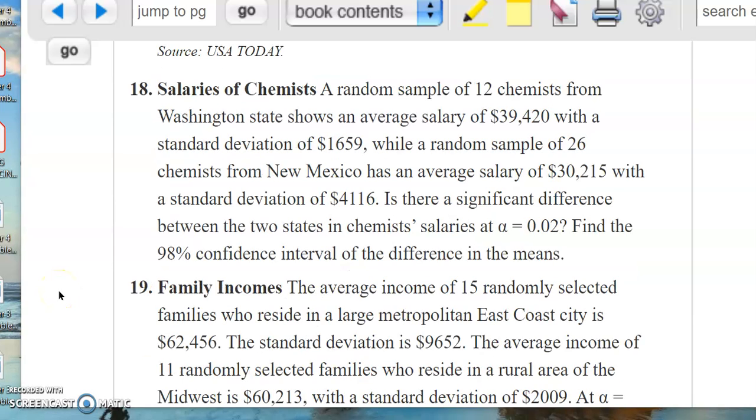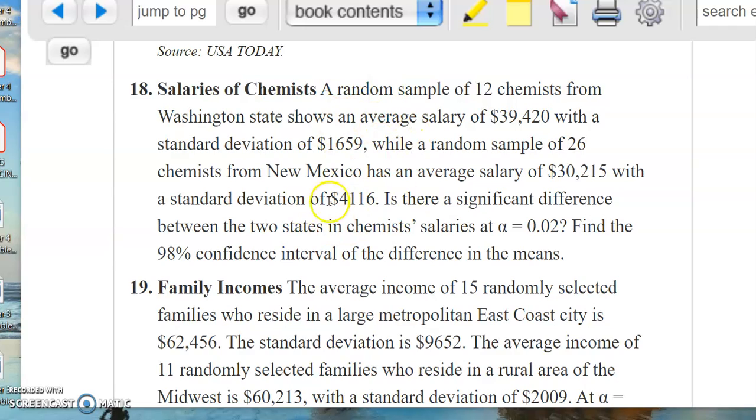All right, so we've got the two samples, and the question is, is there a significant difference between the two states in the chemists' salaries? So we're comparing the means. It doesn't say the word means, but that's obviously what we're doing here because we're talking about average salaries. And then the second part of the question is to find the 98% confidence interval of the difference of the means. So basically, you're just treating the difference of the means as a random variable.